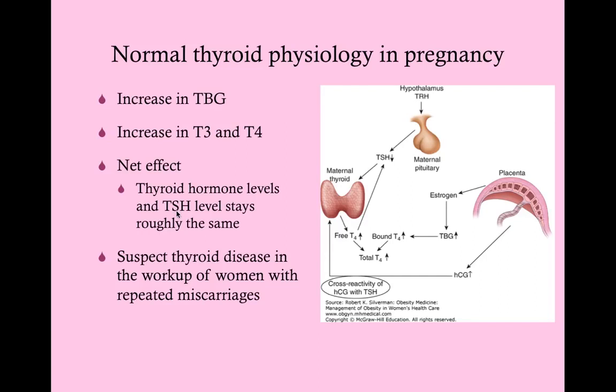Now another thing that comes on here is that the placenta makes HCG. And HCG shares an alpha subunit and has similar beta subunits to TSH. And so HCG has some thyroid stimulating properties to it. And that's going to come into importance when we talk about one of the causes of hyperthyroidism in pregnancy.